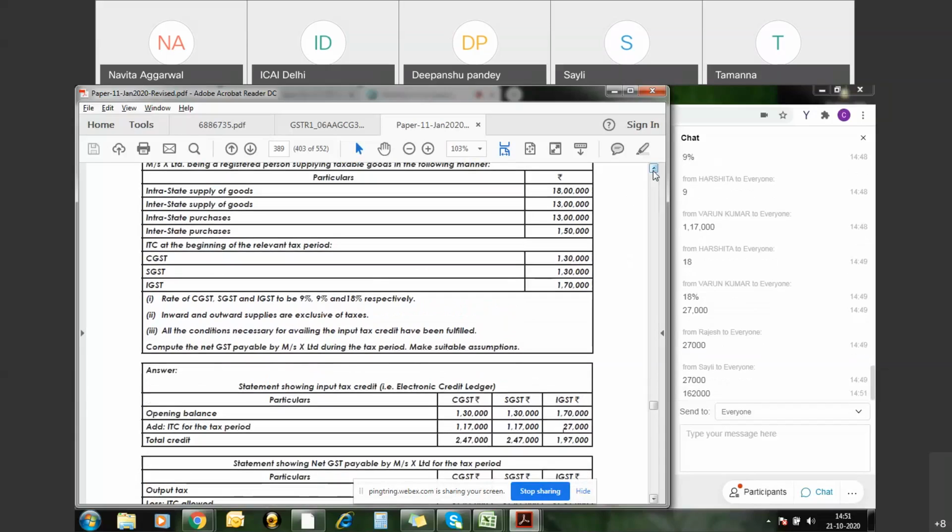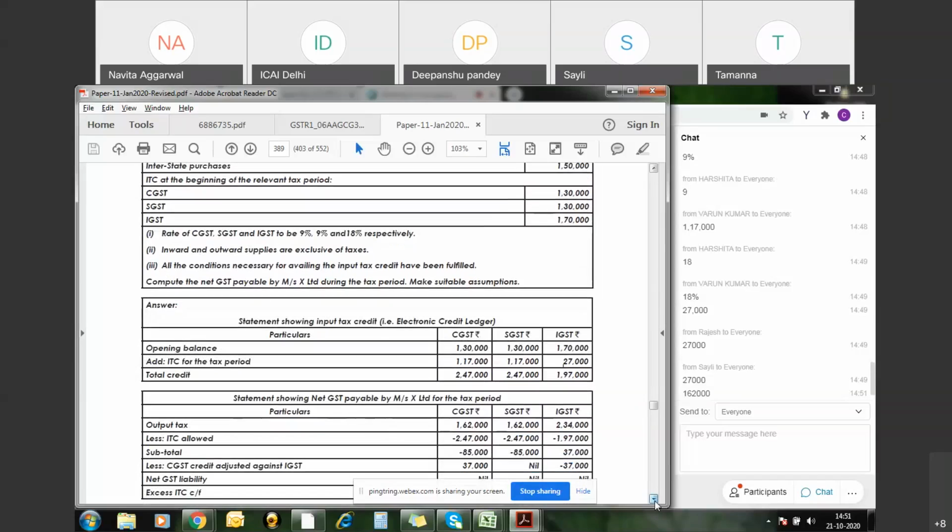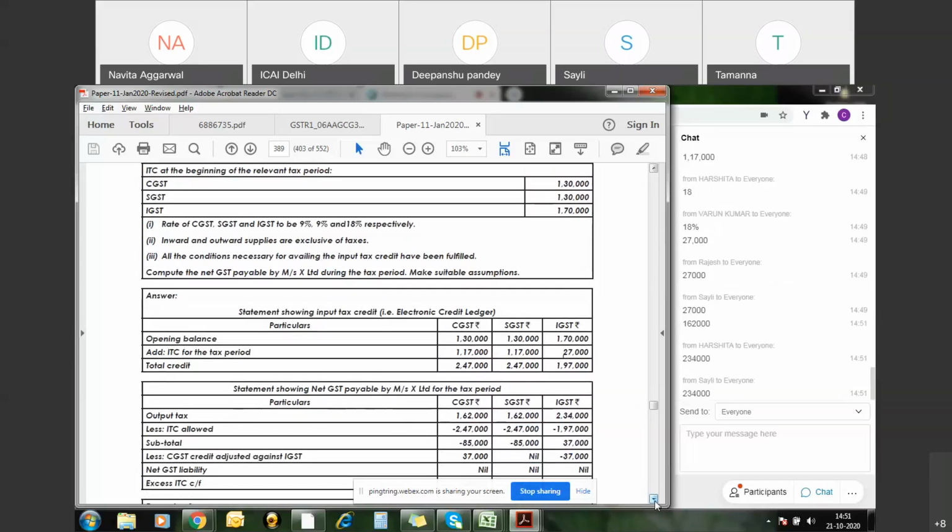That means 9% of 18 lakhs. Yes. Quickly do it for IGST. IGST supply is 13 lakhs, 18% of 13 lakhs. Yes. Now see everyone, the numbers are there in the chat box. As you computed, the same is written over here. What is the output tax under CGST, SGST and IGST? Hope it is clear to all.